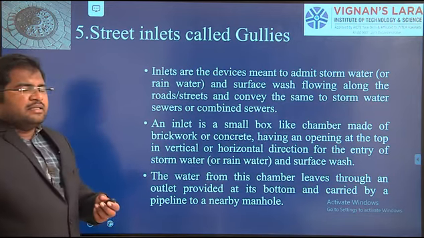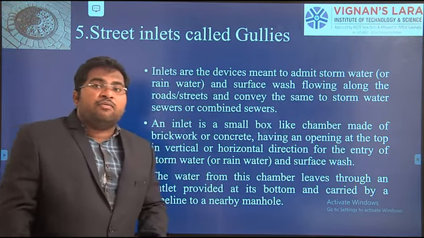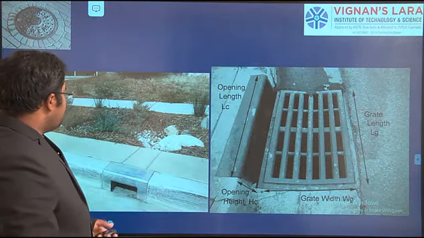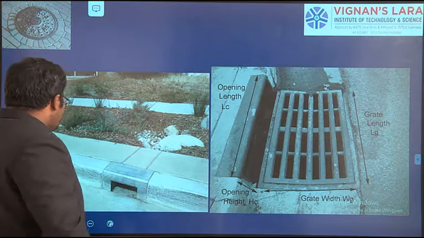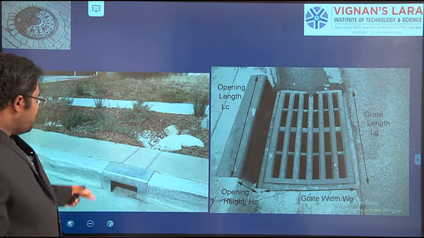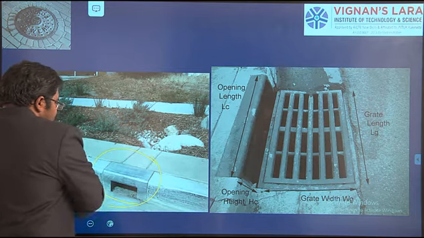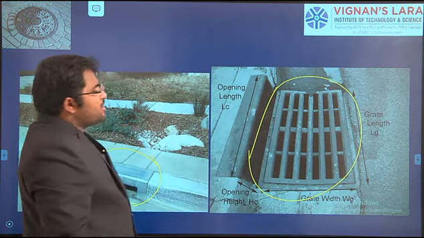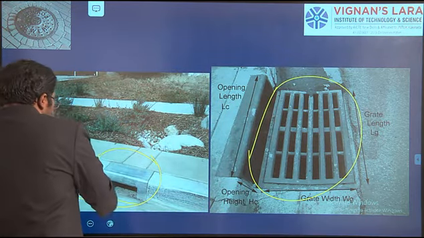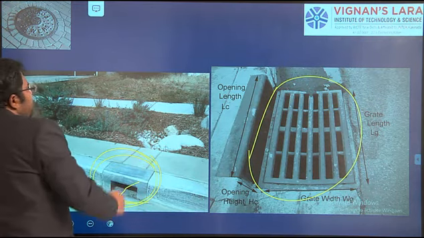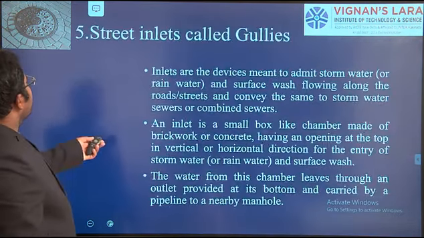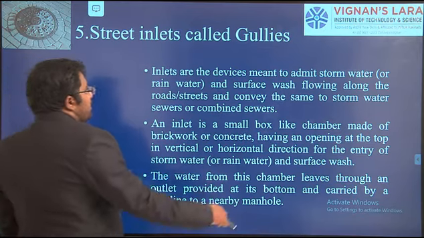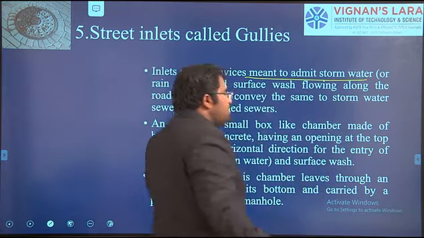Next, we have the fifth one, street inlets called gullies. These are meant to collect the storm water on the roads. You can see the diagram, then only you can understand, right? Whenever a road is like this, near your platform, you can see this footpath. You may see this kind of gullies. These are meant to collect the storm water. If there is any storm water, it will come and collect here. To do this, we have these street inlets called gullies. These are the devices meant to admit storm water, that is, rainwater.